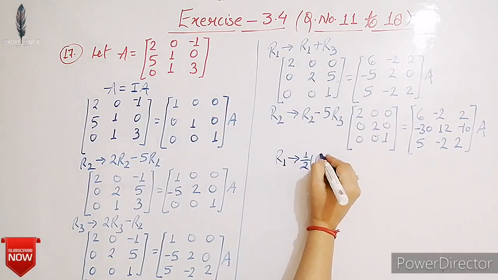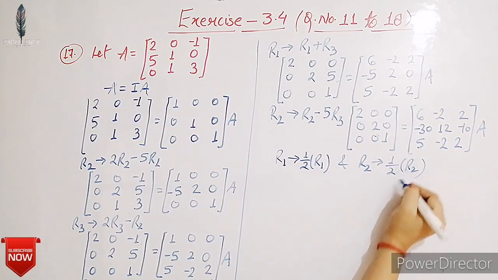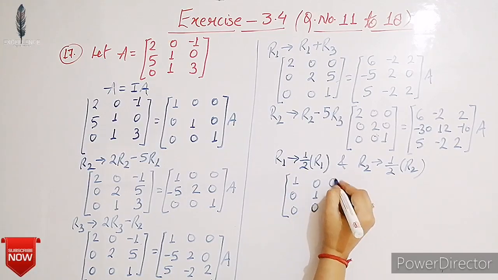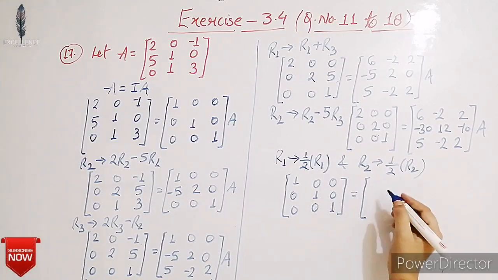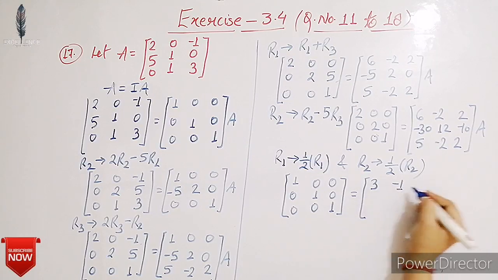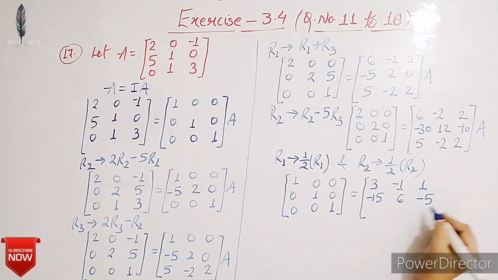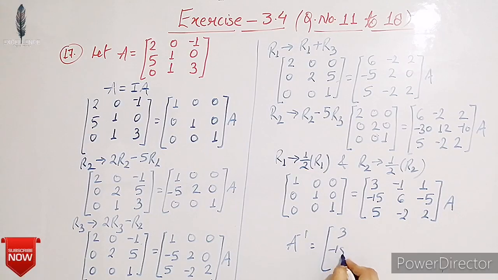So R1 becomes 1 by 2 R1 and R2 becomes 1 by 2 R2. Then we get the identity matrix of order 3 and the RHS becomes 6 by 2 that is 3, here minus 1 it is 1, and R2 becomes minus 15 divided by 2, it is 6, and it's minus 5, and R3 is 5 minus 2, 2. So clearly the required inverse of the given matrix is 3 minus 1, 5 minus 1, 6 minus 2, 1 minus 5, 2. Okay, clear?